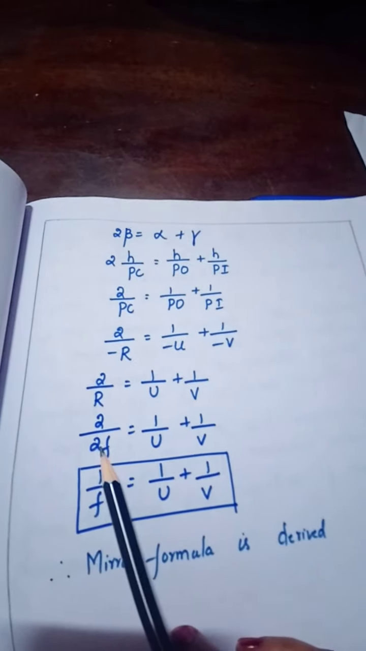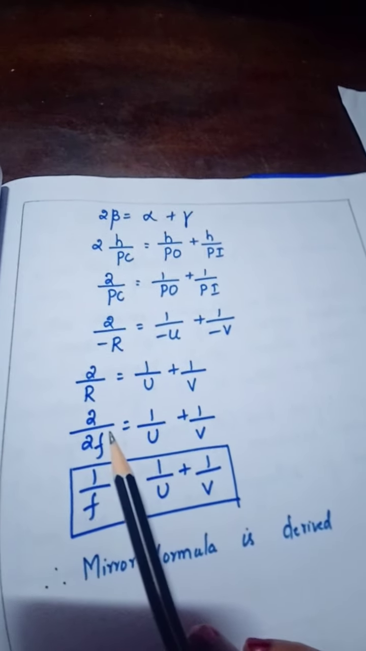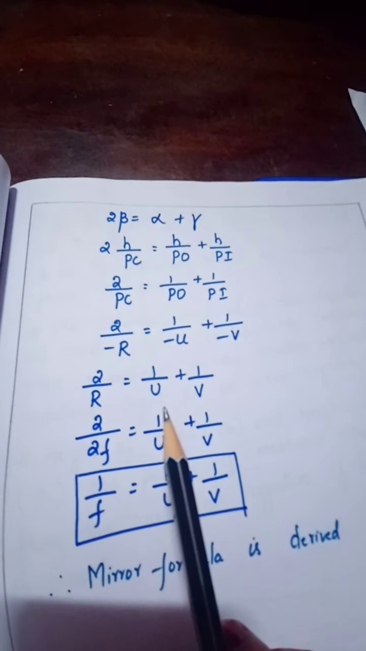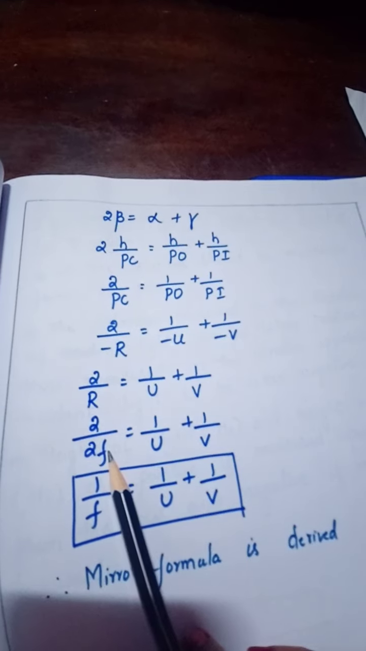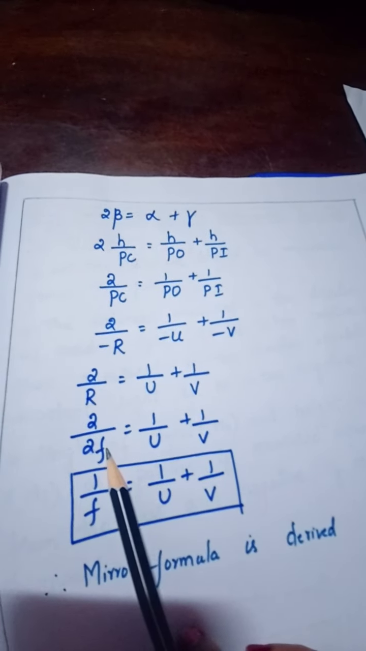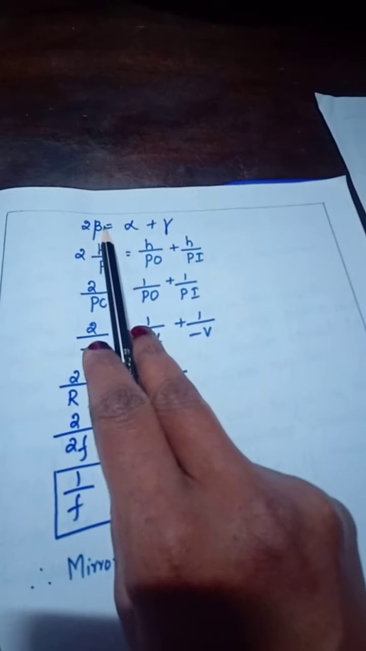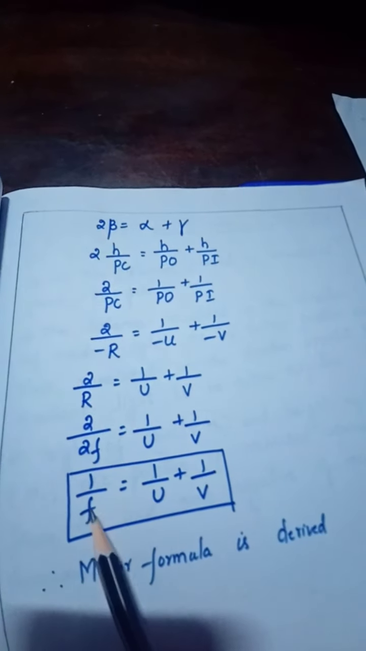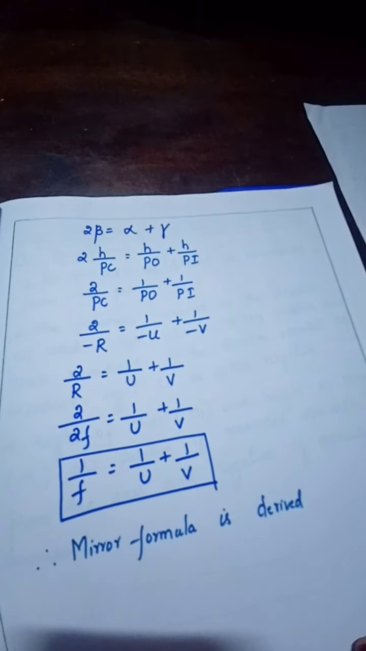What is R? R is the radius of curvature. In the first class I told you, radius of curvature is always double the focal length. R is equal to 2F. This small f is focal length, capital F is focus. So 2 by 2F, the 2 gets cancelled. Where do you get 2 here? From this 2 beta. So 1 by F is equal to 1 by U plus 1 by V. This is called the mirror formula. Hence the mirror formula is derived.